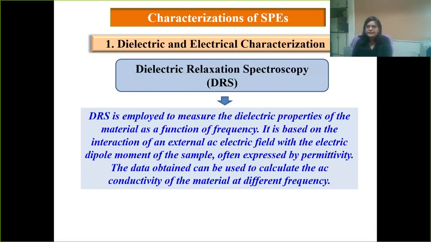I have used dielectric relaxation spectroscopy. It is employed to measure the dielectric properties of the composite materials as a function of frequency. It is basically based on the interaction of the external AC electric field with the electric dipole moment of the sample, often expressed by the permittivity. We calculate the permittivity by employing this technique, and the data obtained can be used to calculate the AC conductivity of the material at different frequencies.